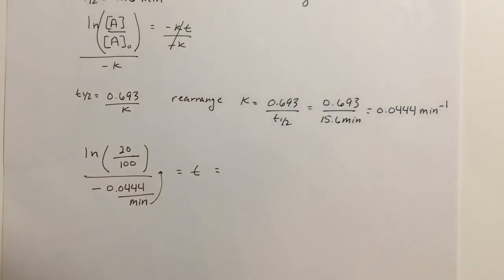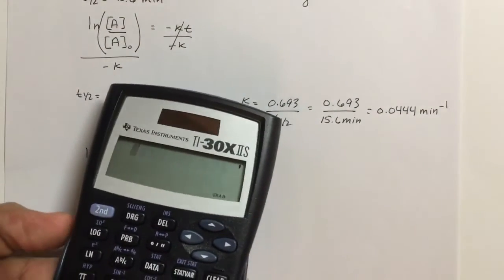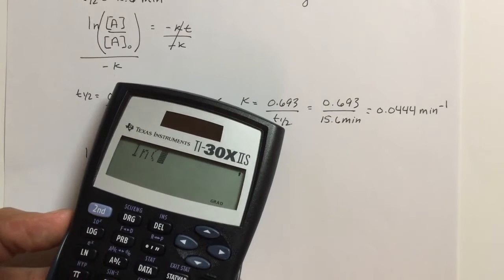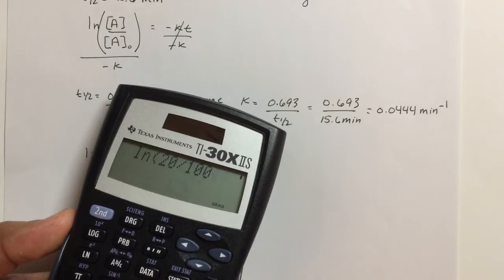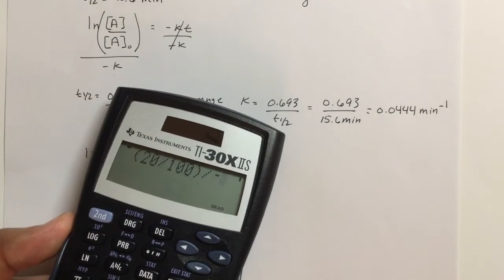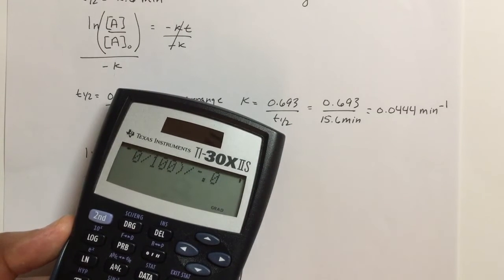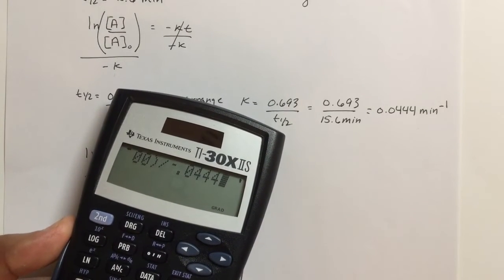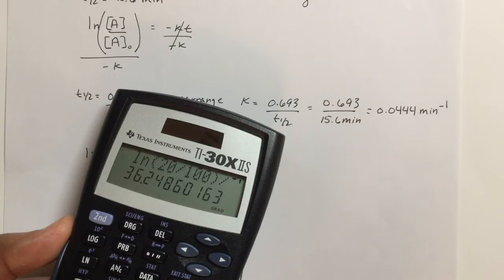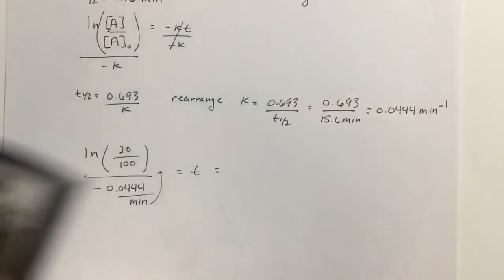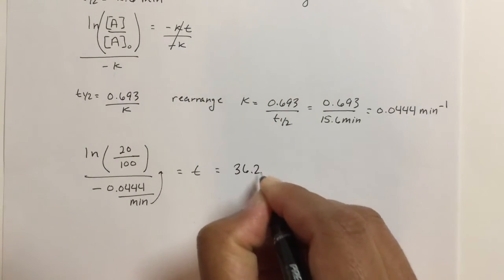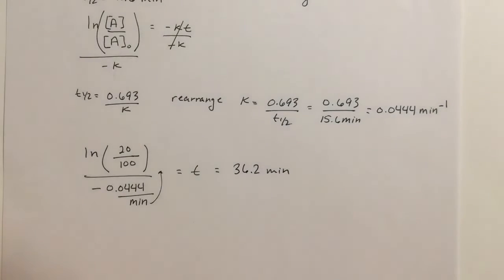So in your calculator, let me show you how to do this. We're going to plug in the natural log of 20 over 100 and divide it by negative 0.0444. So it looks like it takes about 36 minutes for the reaction to be 80% complete.